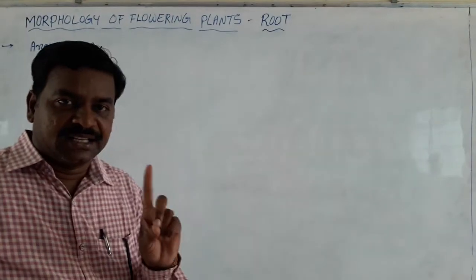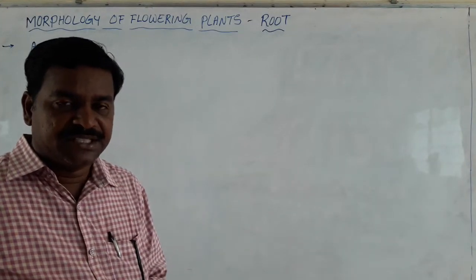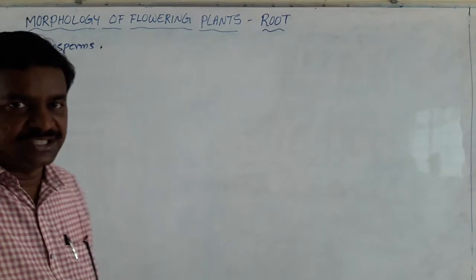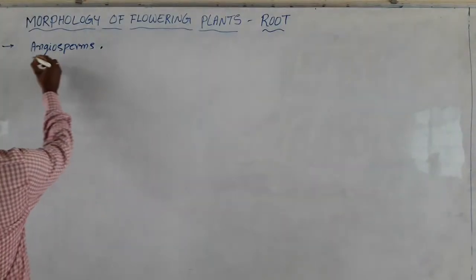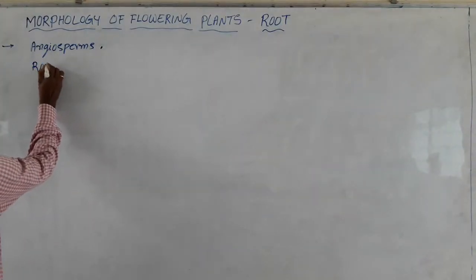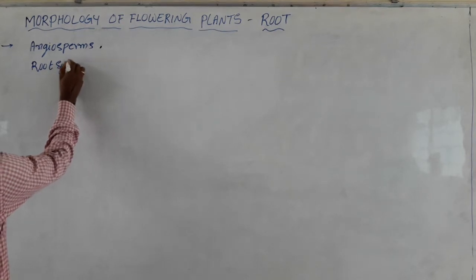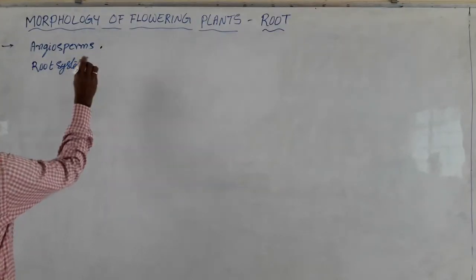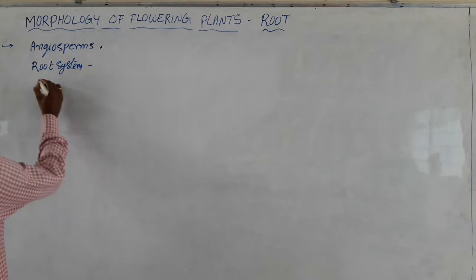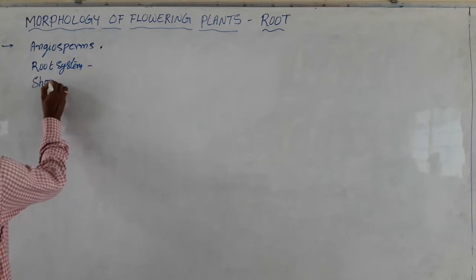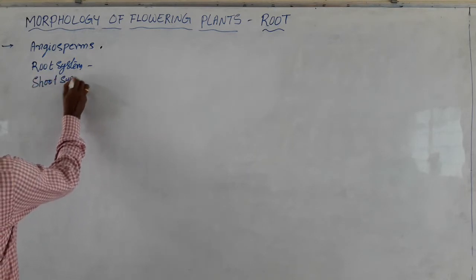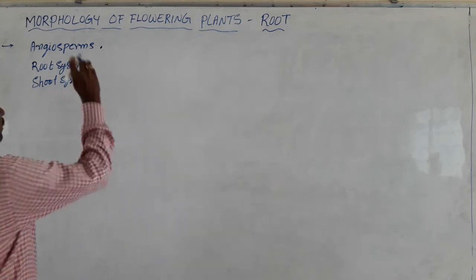Every angiospermic plant is represented by two systems. One is a root system, and the second one is a shoot system. Okay? There are two systems in any angiospermic plant body.